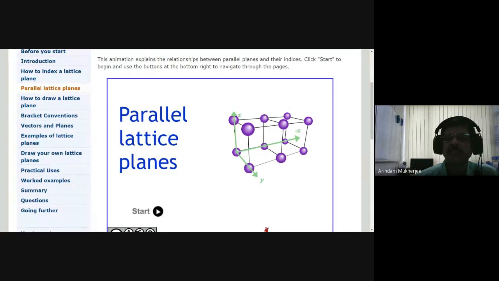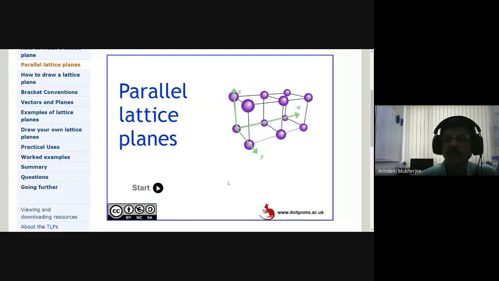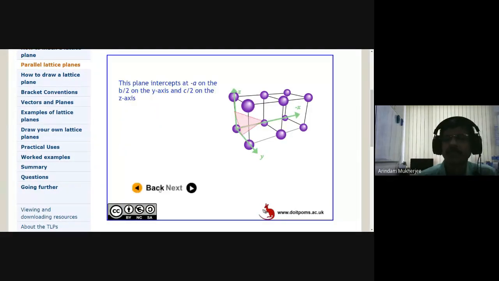Now we will see how we look into parallel lattice planes. Okay, this is very important. So this is a lattice plane. What does it say? If you look, the plane intercepts at -a. Is it -a? Look at where the x is. It is telling that it is -x. So this is -a, this is -2a, right? So it has given me the axis.